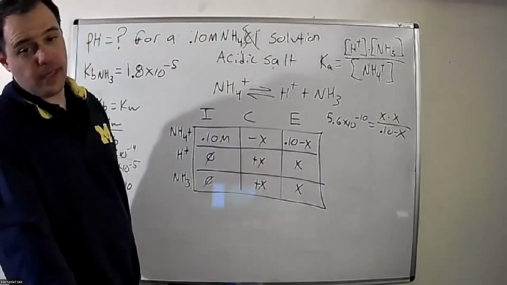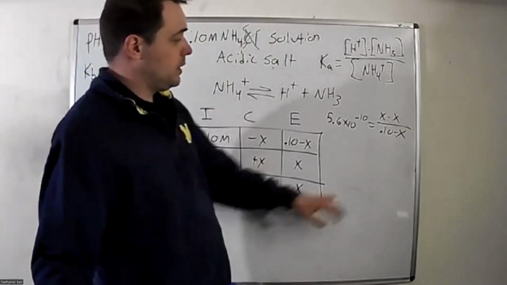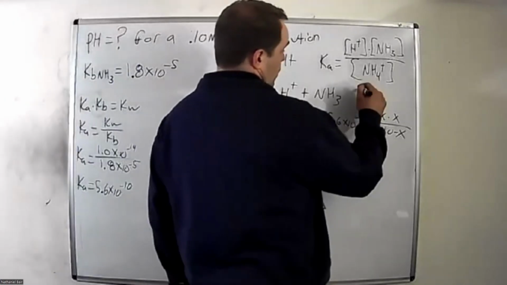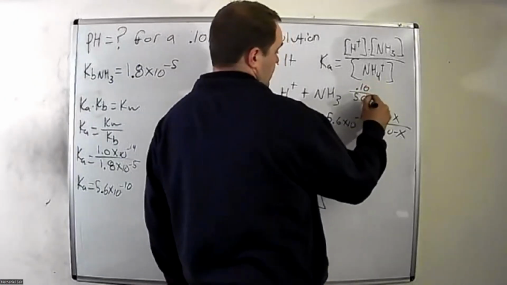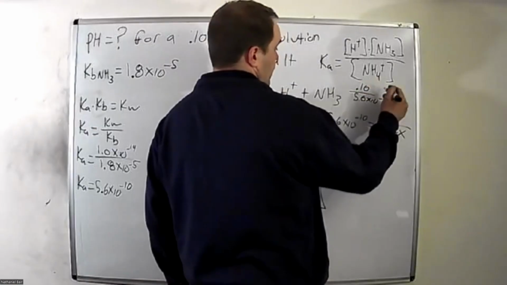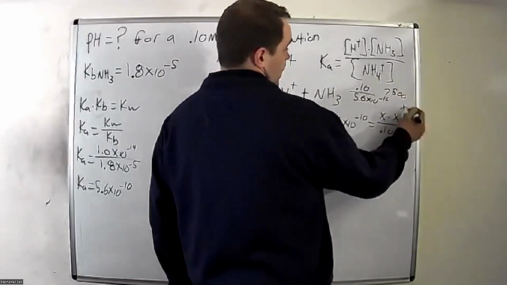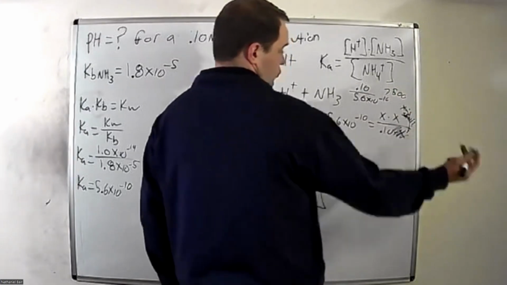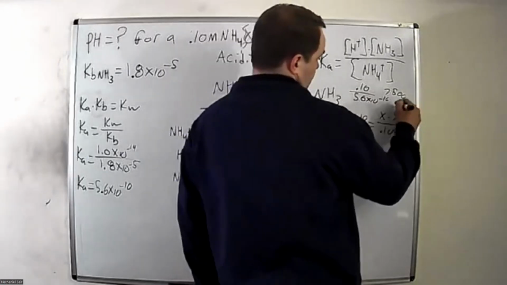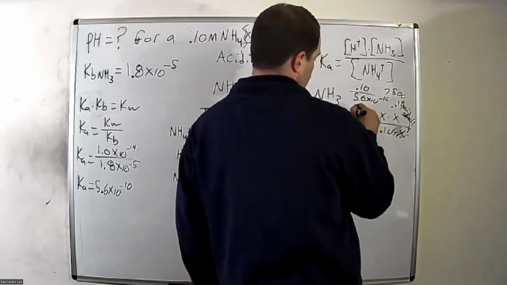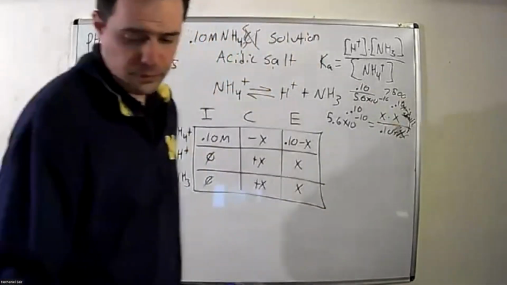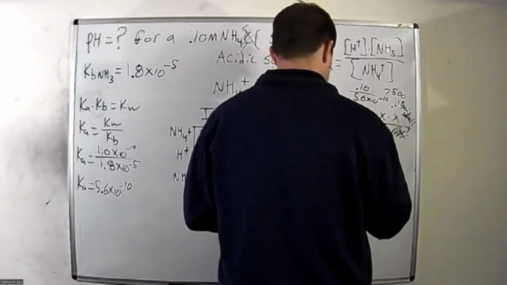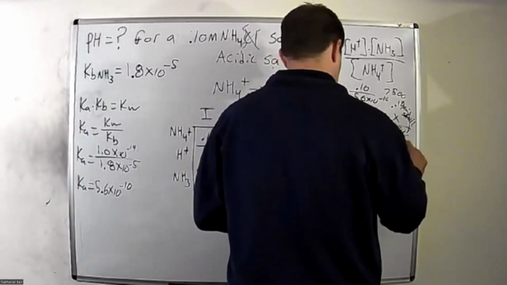Now, can I make the X small? So I take my smallest initial concentration divided by that constant. The answer is going to be, oh yeah, X is small. So now we're going to multiply both sides by 0.1. We get 5.6 times 10 to the negative 11th equals X squared.